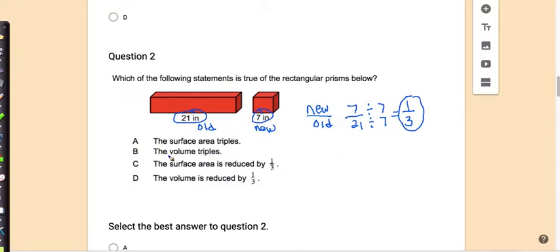So now let's look. The surface area triples? No, because the box shrunk. So obviously the surface area isn't going to triple. The volume triples? No, it shrunk. Now the surface area is reduced by 1/3? No, because the scale factor does not apply to surface area. So the volume was reduced by 1/3. Now remember, surface area will decrease, but not by 1/3. But the volume will be exactly cut in third if the length is cut in thirds. And remember, you can only change one attribute for this to occur.